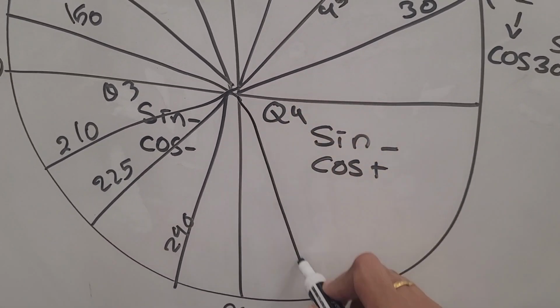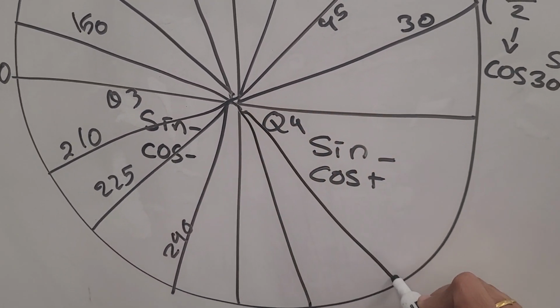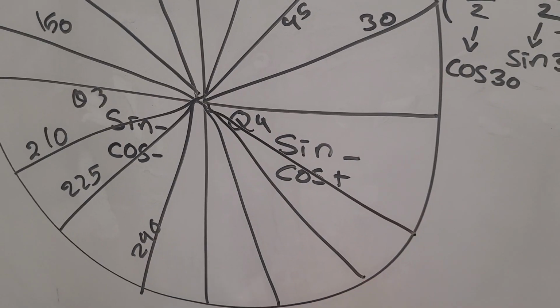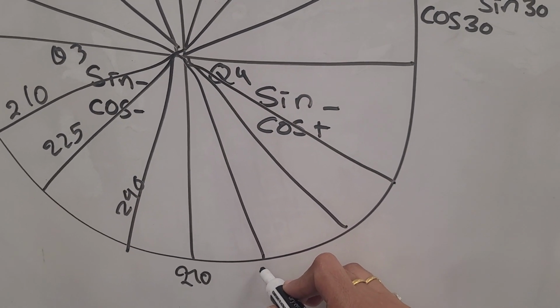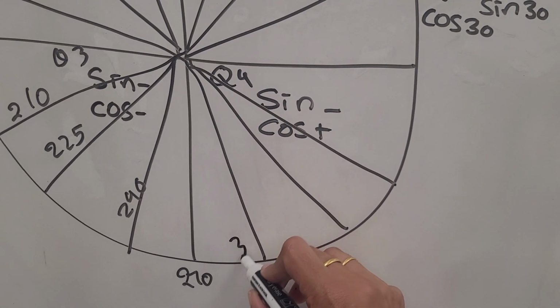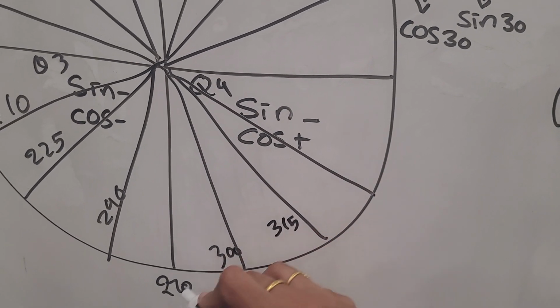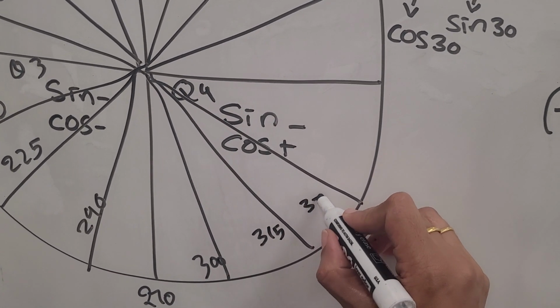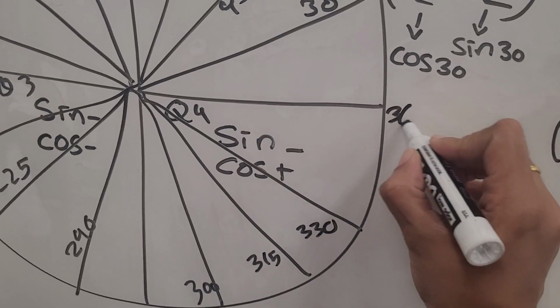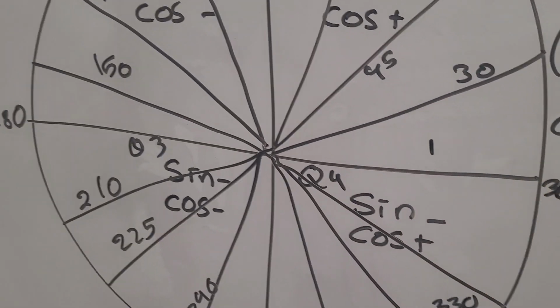And here in the last quadrant 4, I'm going to draw three lines here. 270 plus 30 is 300, and 270 plus 45 is 315. 270 plus 60 is 330, and this is 360. Okay, and the radius is 1.